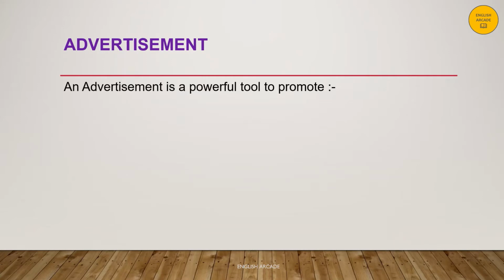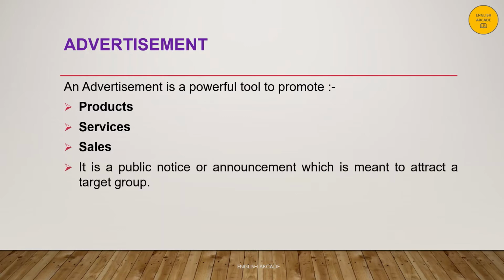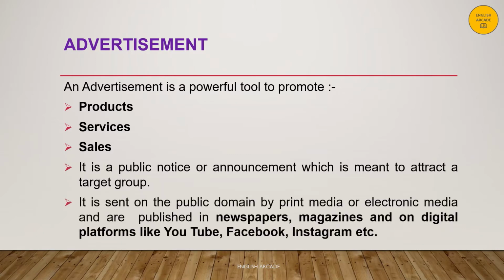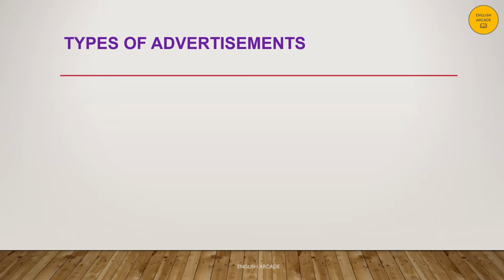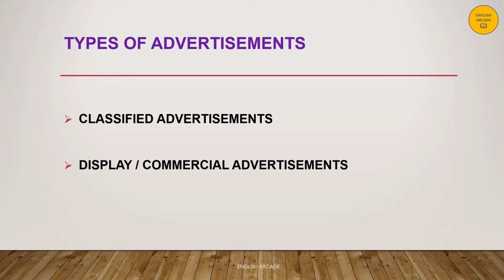An advertisement is a powerful tool to promote products, services, and sales. It is a public notice or announcement which is meant to attract a target group. It is sent on a public platform by print media or electronic media. These ads are published in newspapers, magazines, and are even put on digital platforms like YouTube, Facebook, Instagram, etc. There are two types of advertisements: classified advertisements and display or commercial advertisements.